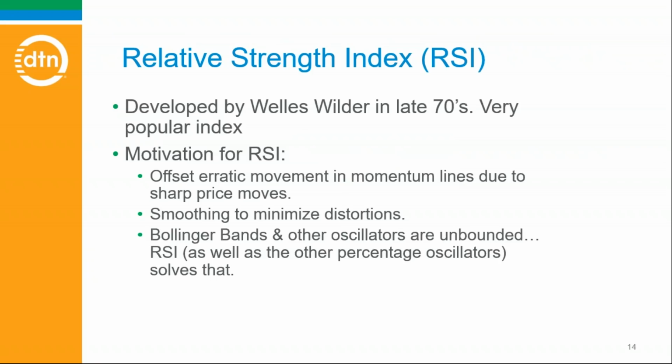Okay, so this is just a brief explanation of relative strength index, RSI. It was another Wells-Wilder indicator developed in the 70s. It's bounded. It can never go below 0. It can never go above 100. So the closer you get to 0, the more oversold you are. The closer you get to 100, the more overbought you are.